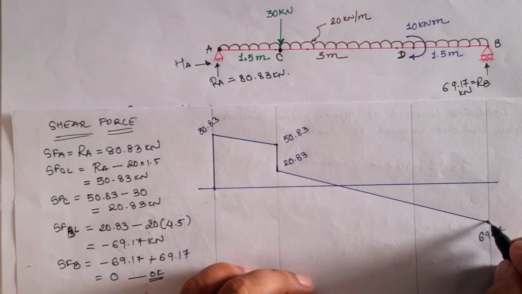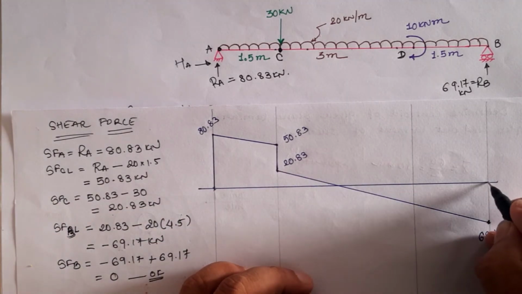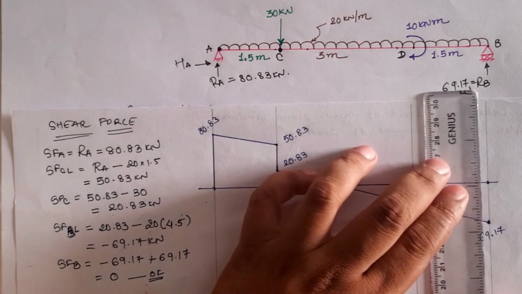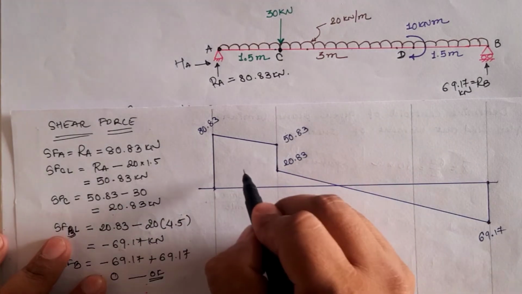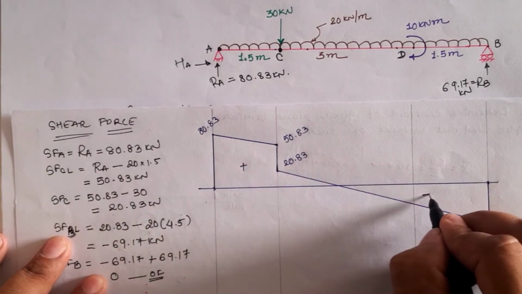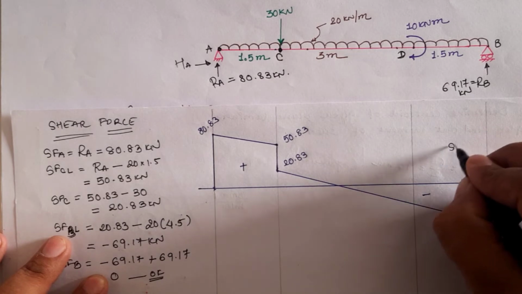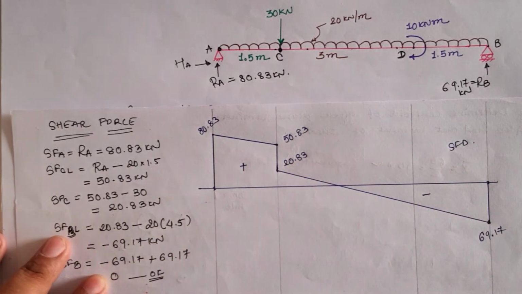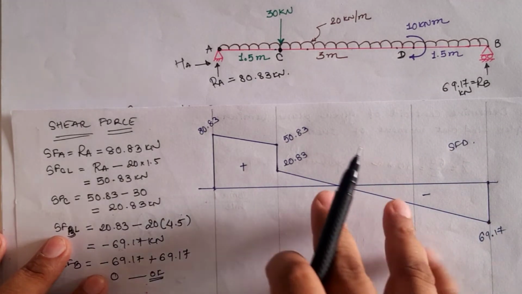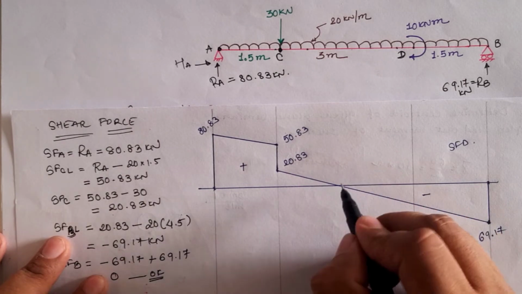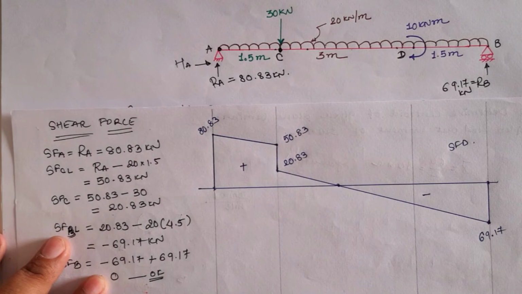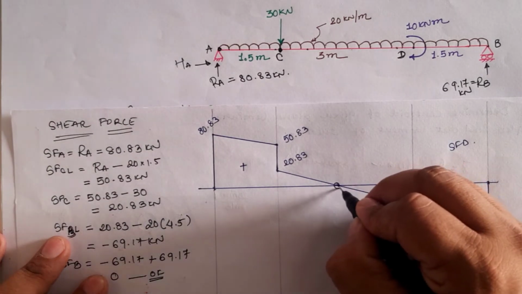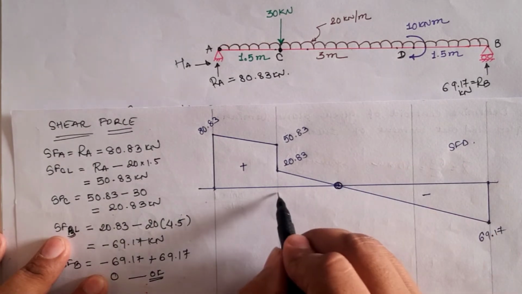And from minus 69.17, we have to plot a value of 0 at location B, hence it is upward value. So the diagram indicates the positive and negative values of the shear force diagram of the given beam. But observing this beam, we will have the shear force 0 location between C to D, which indicates that there must be a maximum bending moment.